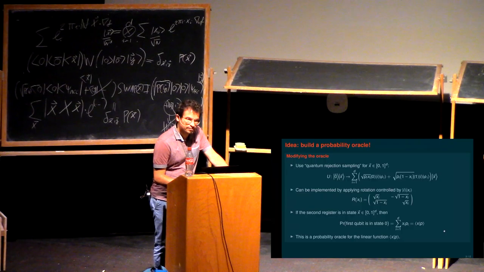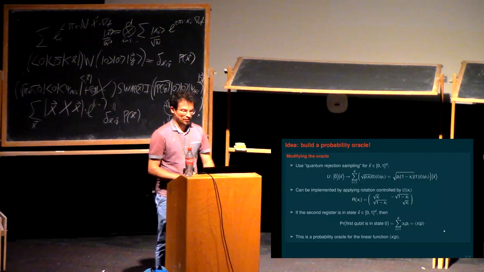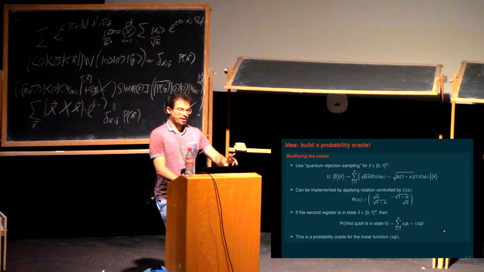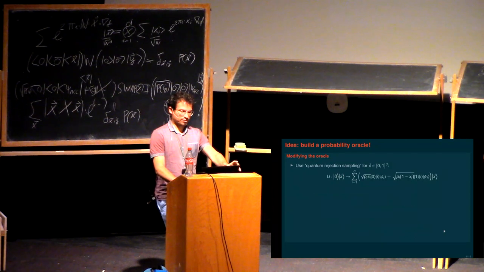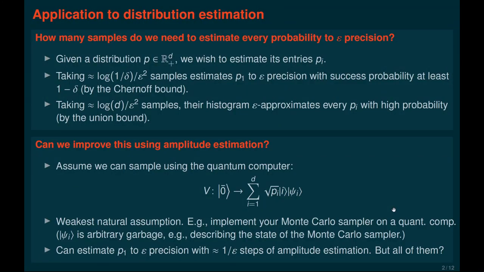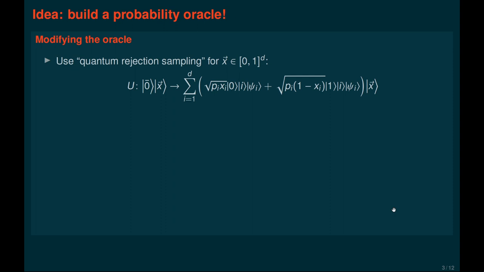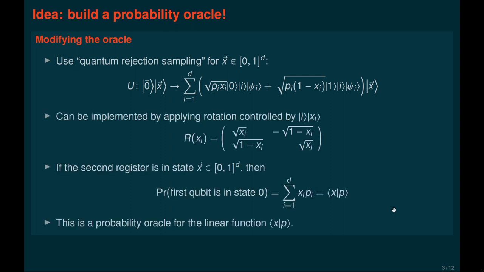So on this slide, I showed you how from being able to prepare a distribution P, in the sense that I described, you can transform this ability to prepare this distribution P to a probability oracle, which outputs a qubit zero with probability x times p in a product. So this is a number between 0 and 1. And the probability that my circuit will output 0 is exactly this. Sorry, this should be a vector x. So this is the x vector times p in a product.